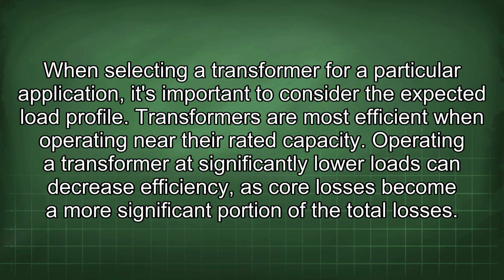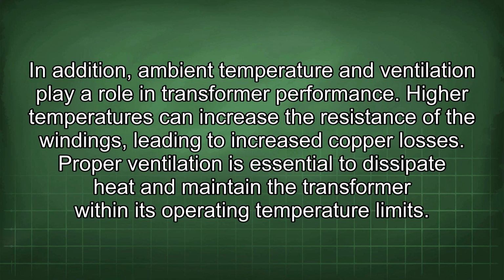When selecting a transformer for a particular application, it's important to consider the expected load profile. Transformers are most efficient when operating near their rated capacity. Operating a transformer at significantly lower loads can decrease efficiency as core losses become a more significant portion of the total losses. In addition, ambient temperature and ventilation play a role in transformer performance. Higher temperatures can increase the resistance of the windings, leading to increased copper losses. Proper ventilation is essential to dissipate heat and maintain the transformer within its operating temperature limits.